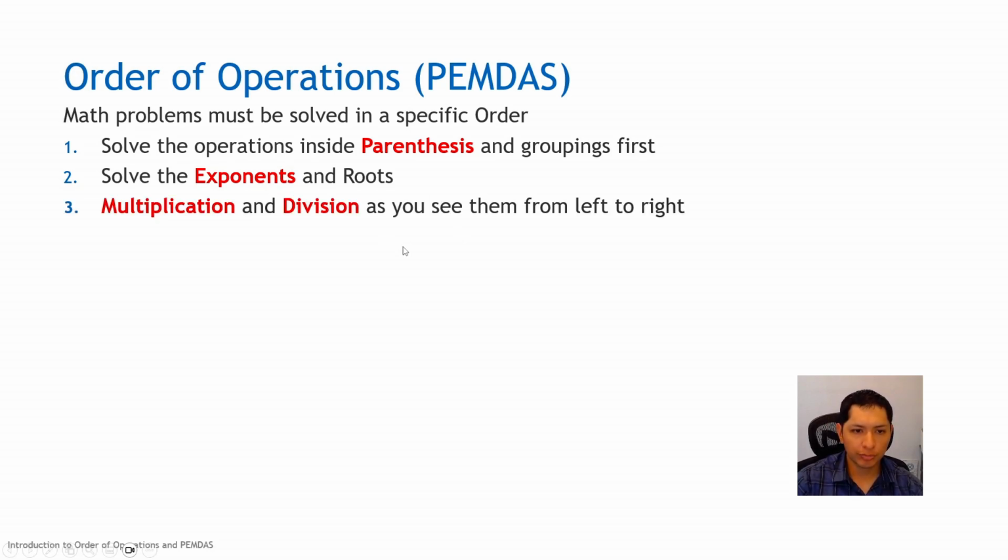Next, you will solve multiplication and division as you see them from left to right. This one is particular because you may see division first as you read the problem from left to right. And the third step says that that is okay. You can solve division first. Unlike parentheses and exponents where you have to do those two in order, multiplication and division come as a group. They go together. Meaning that as you read the problem from left to right, whatever you see first, whether it's multiplication or division, solve that. And then you move on. And then you see another multiplication or division, solve that. But you're doing only multiplication and division first.